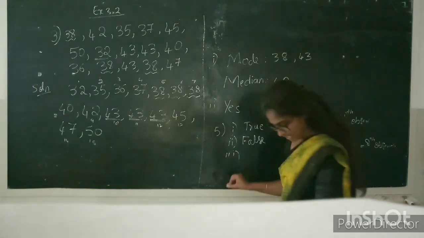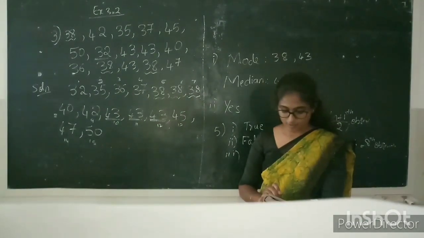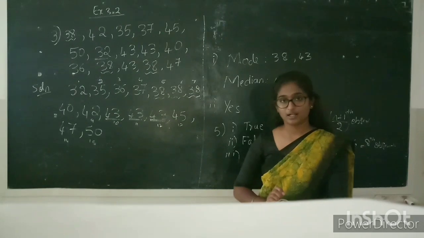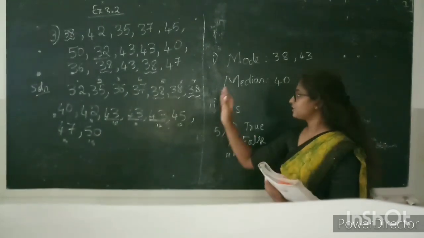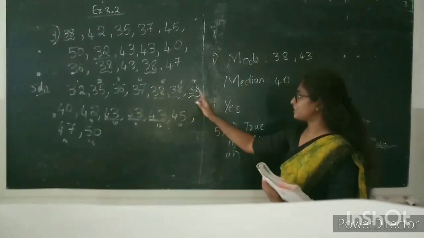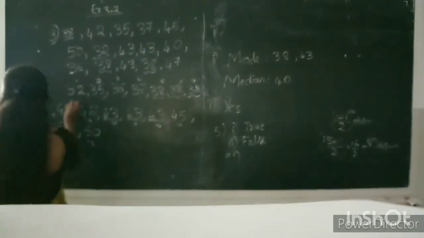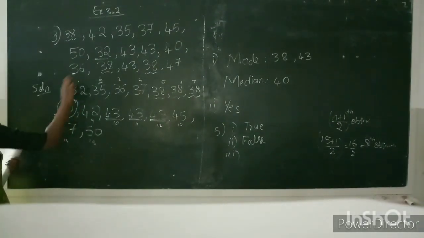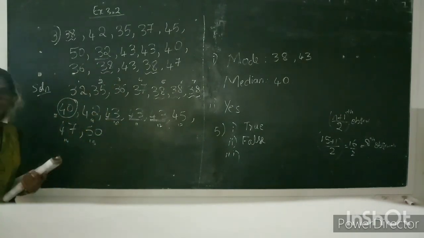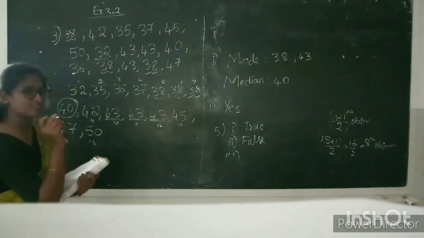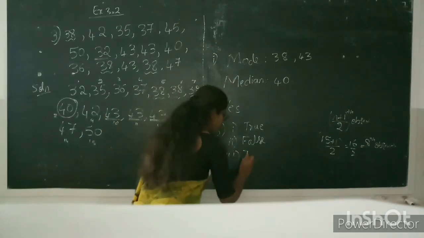Third one: the median is always one of the numbers in data. Of course, the median is picked from the given data. That is the middle value of the data. See, 40 is the middle value of the given data. So the median is also chosen from the given data itself. True.